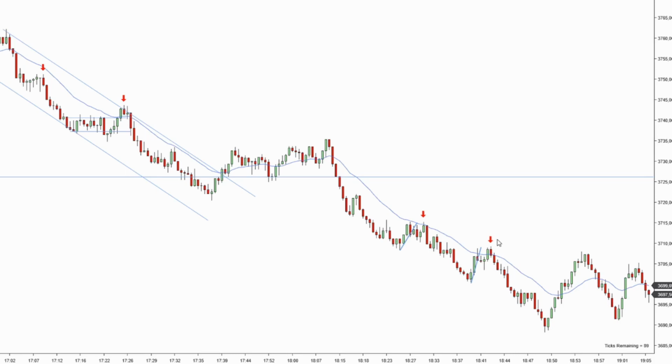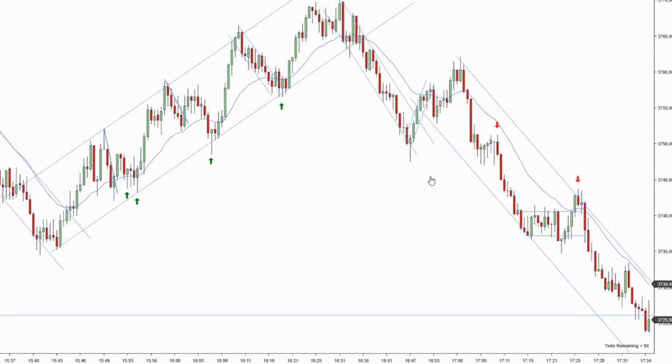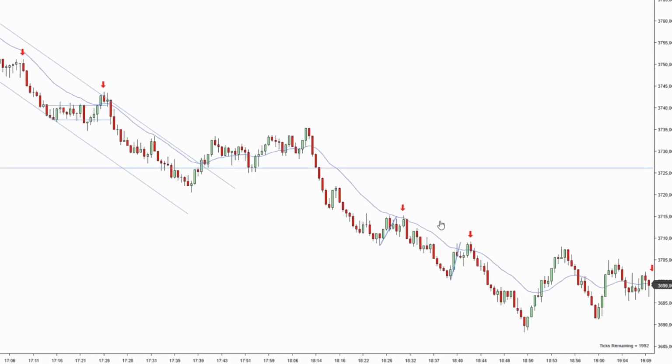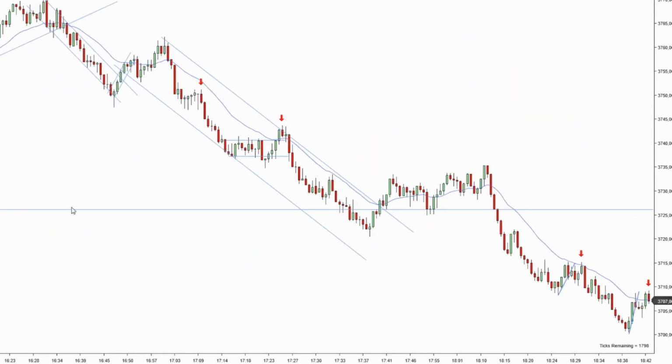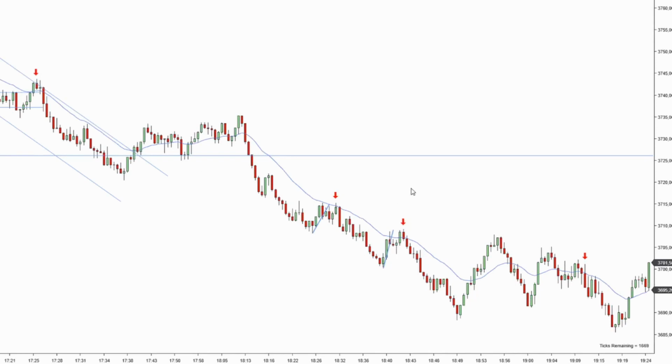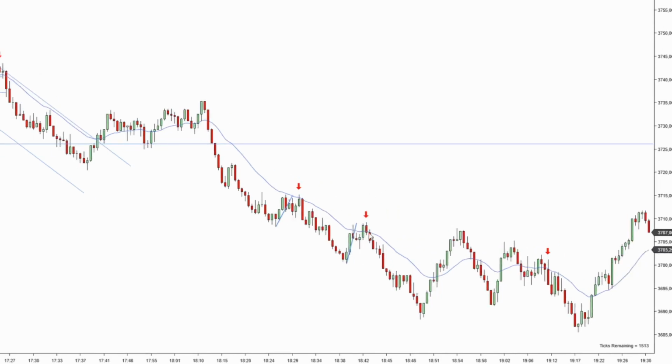So work on your mental side, stay patient. If you're not sure, stay patient, because good setups will come and you need to be ready for these. Just like if you didn't do anything throughout the entire day, once we turn into this downtrend, it's fairly easy to play.